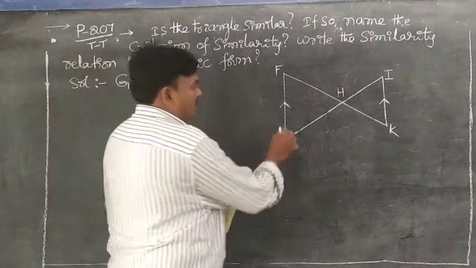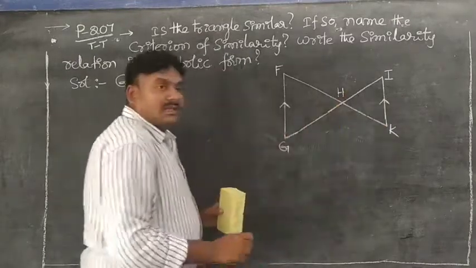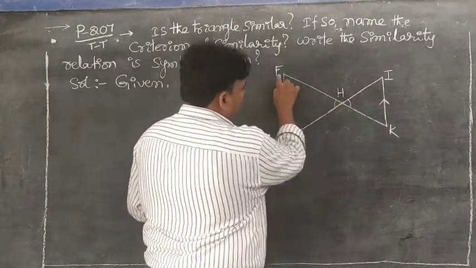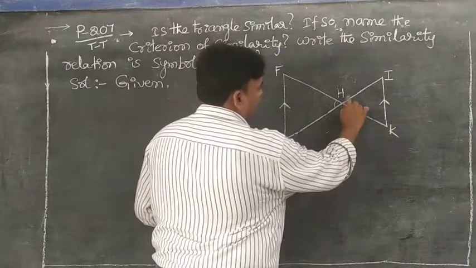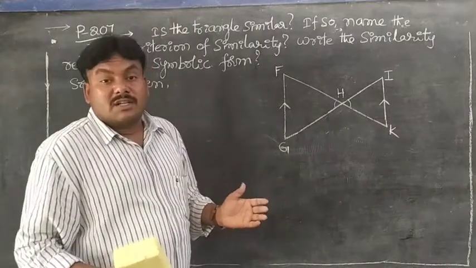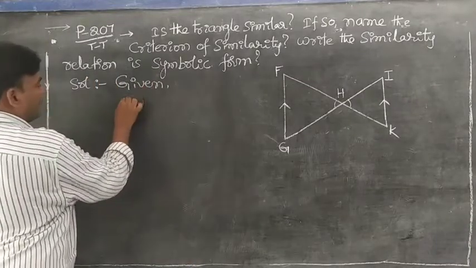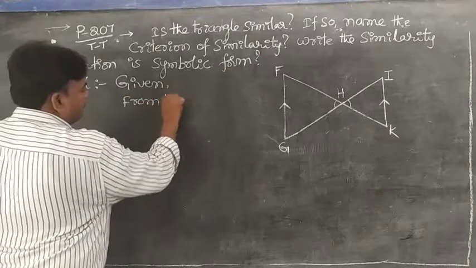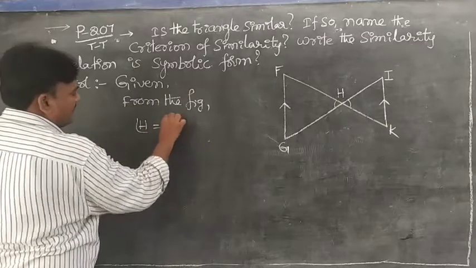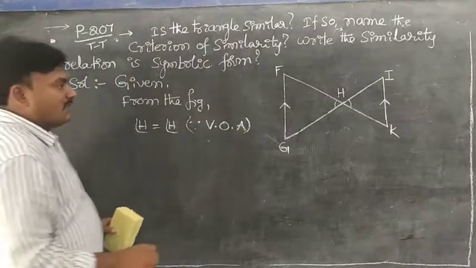Okay. Here, these symbols represent that both lines are parallel to each other. That means, first observe here. In both triangles, angle FHG and angle KHI are both equal. Why? Because both are which type of angles, students? Both are vertically opposite angles. So, solution given from the figure. In that, angle H equals angle H since they are vertically opposite angles. Right.